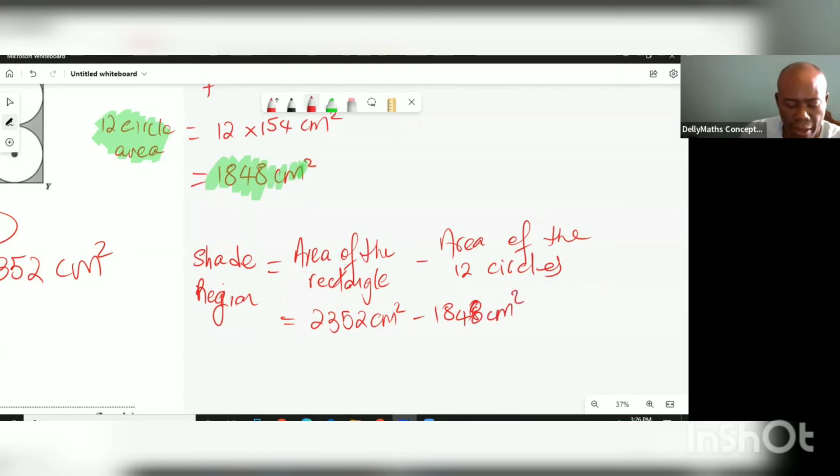So we subtract that, and there goes our answer. So our answer is, the shaded region is 504. Seems correct. So that is the shaded region right there.